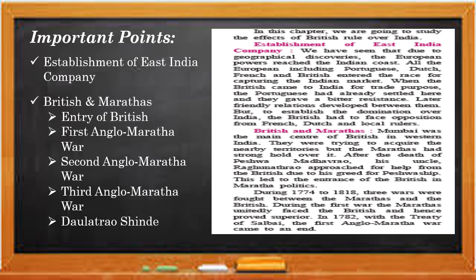Similarly, the capital of the Mughals was under the control of Daulat Rao Shinde, but as the Britishers were day by day becoming stronger in India, General Lake attacked and captured Daulat Rao Shinde.